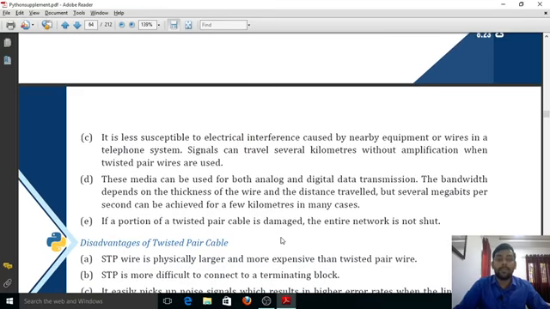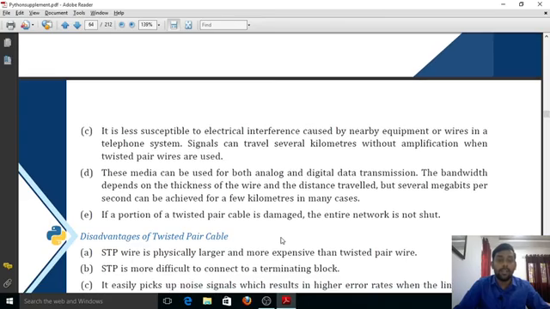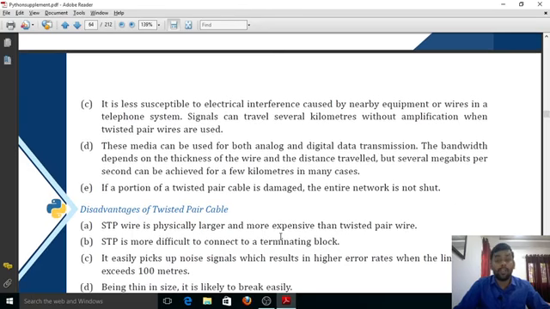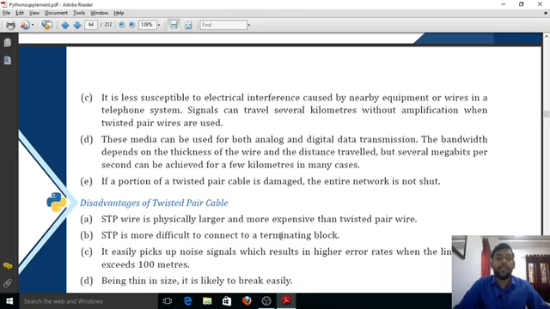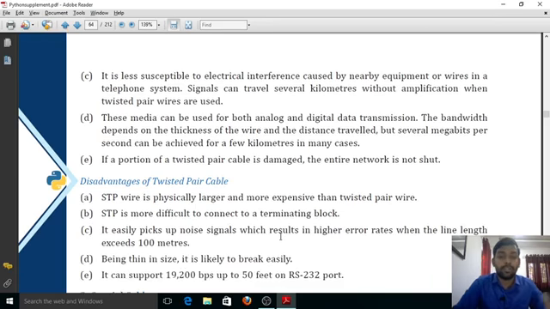Then it is less susceptible to electrical interference caused by nearby equipment or wires. The media can be used for both analog and digital. Then if a portion of the twisted pair cable is damaged, the entire network is not shut down. Of course, there will be a problem, but the entire network will not be affected by that.